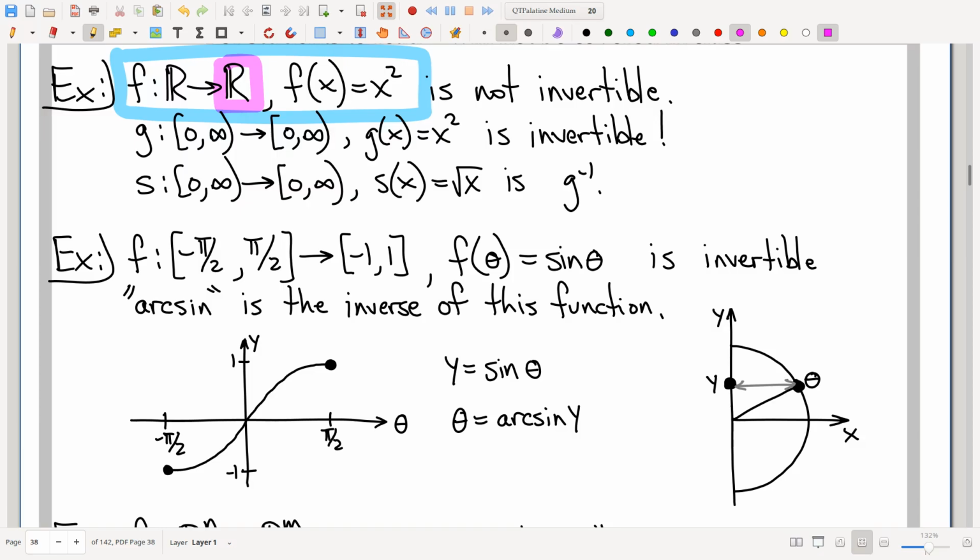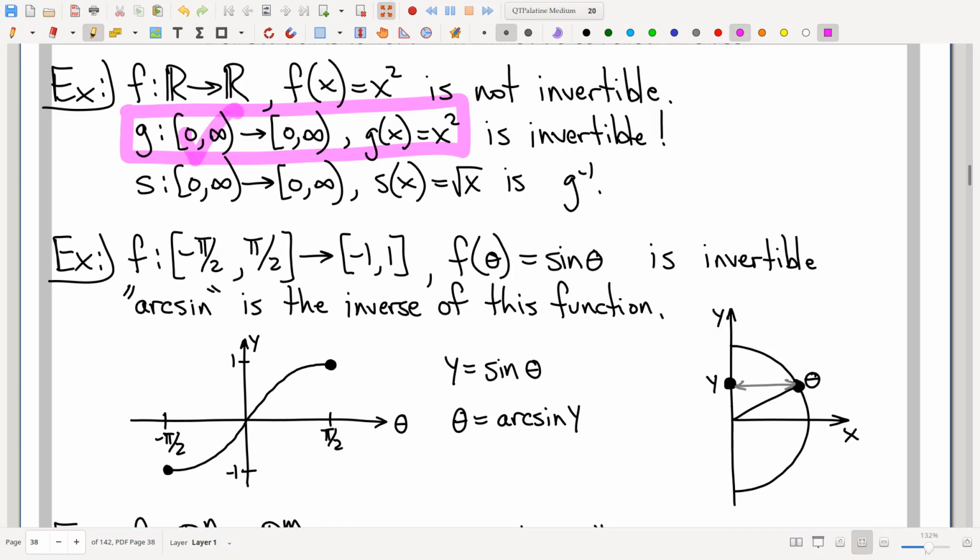I got nothing. There is no real number whose square is minus 4. Right? So dead in the water. But if I do this, if I restrict my domain, just the non-negative reals for the domain, just the non-negative reals for the target, everything works just fine.